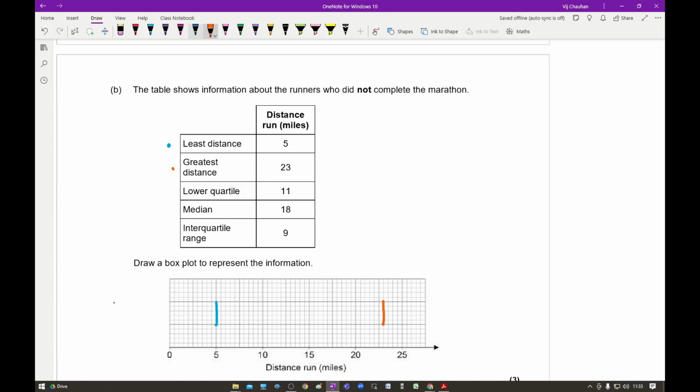Then the lower quartile is 11, so that's going to be there. The median is 18, so that's going to be 4 away from 20, so it's going to be there. All that's left is to work out the upper quartile. The upper quartile is the lower quartile plus the interquartile range, which is 9, so it's 11 plus 9, which is 20. So the upper quartile equals 20, and that's going to be just there.